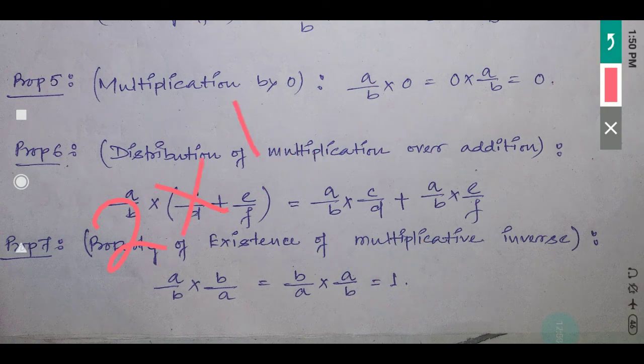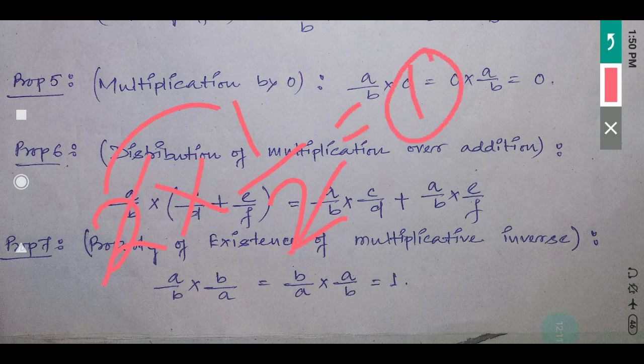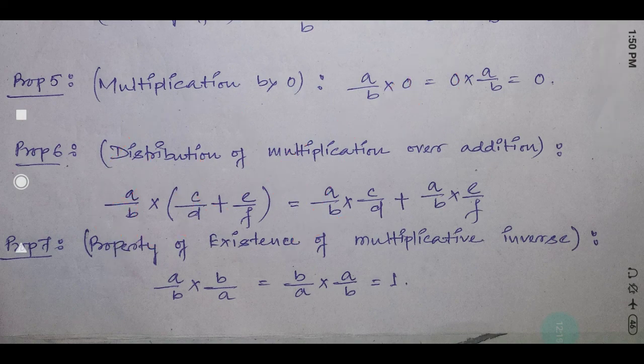That means with 2, if you multiply 1 by 2, that means 2 ones are 2, divided by 2, that means 2 by 2 is what? 1. Or simply you can cut this 2 and 2. So 1. That means with 2 you have to multiply the inverse of that number, the reciprocal of that number. If you multiply, then only you will get the multiplicative inverse.